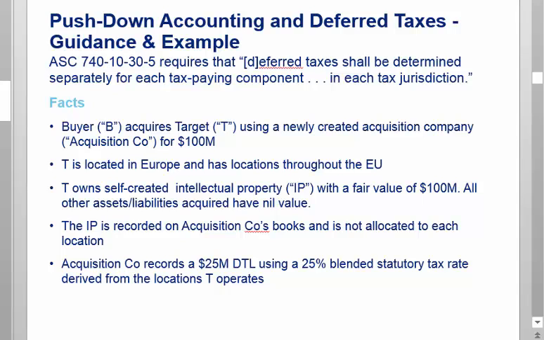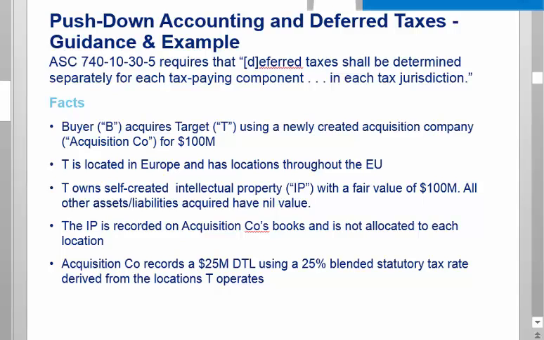Okay. So I skipped over this slide earlier, push-down accounting. So let me just explain this by way of the example. So buyer acquires Target for $100 million. Target is in Europe, and it has locations throughout the EU. T has IP, and the rest of its assets aren't worth much. The IP is recorded on the acquisition company's books and is not allocated to each location. Acquisition company records a 25 million DTL using a blended rate derived from where T operates.